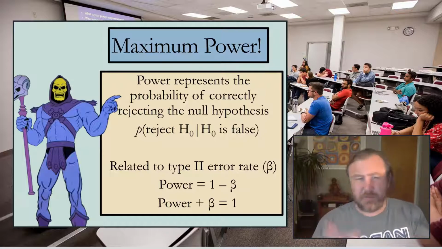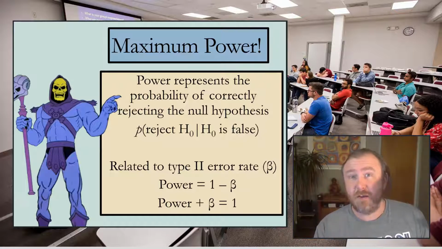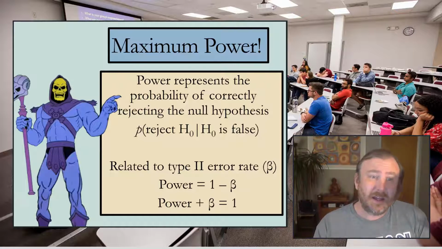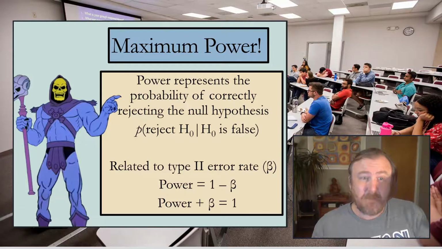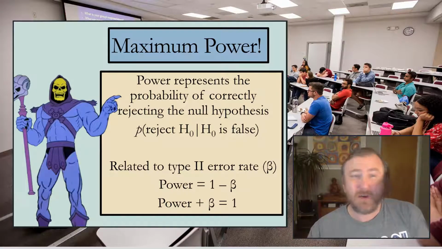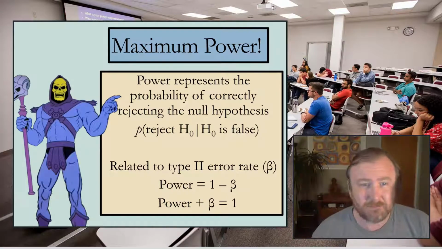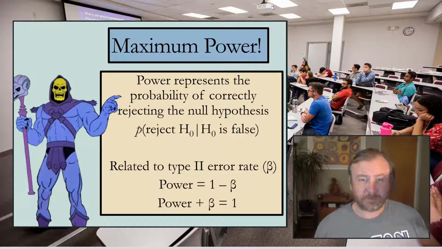Another way, just flipping it around, power plus beta is always going to equal 1, right? So in this context, power is when you successfully say that you've found a real effect, and beta is when you don't successfully say that you found a real effect. So that is how those work.